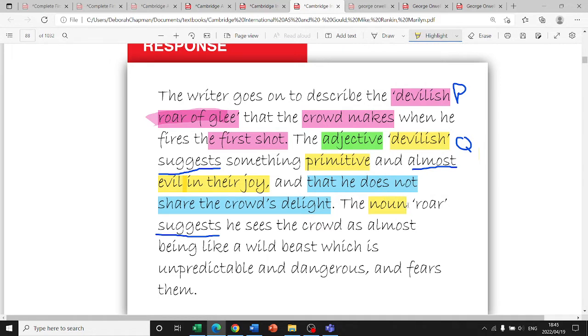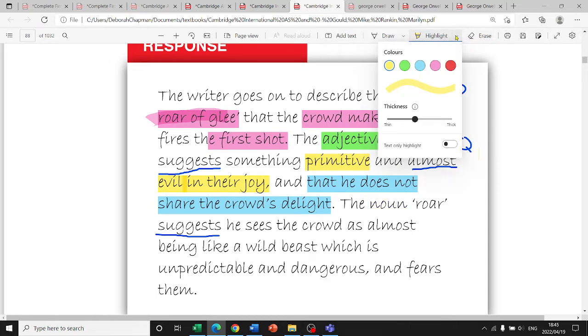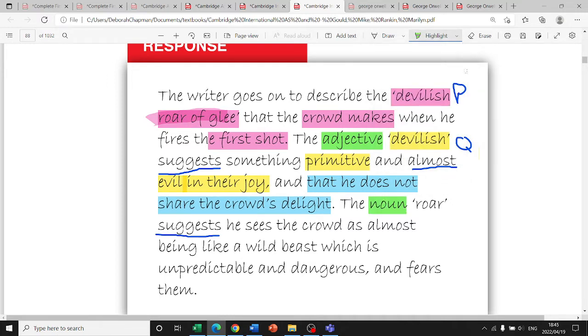Okay. Hang on, I got that the wrong way around. That should be green. Holy guacamole. Keep up with all the colors, teacher Nick. Okay.